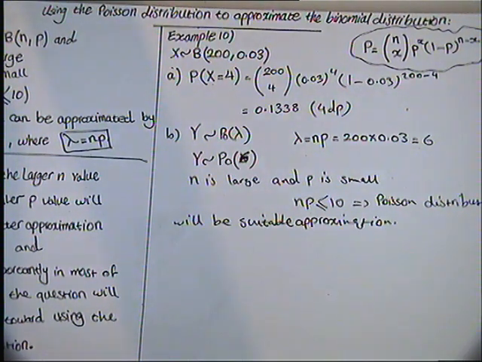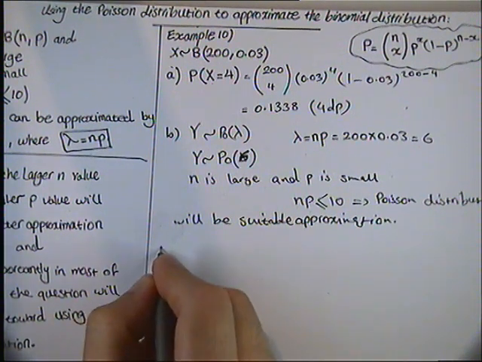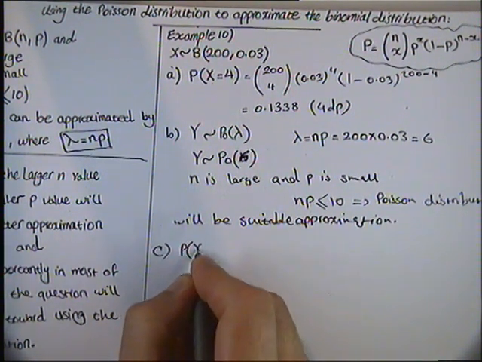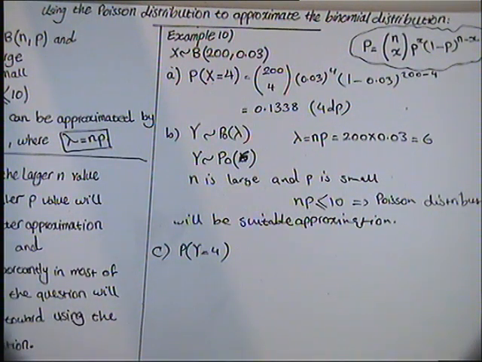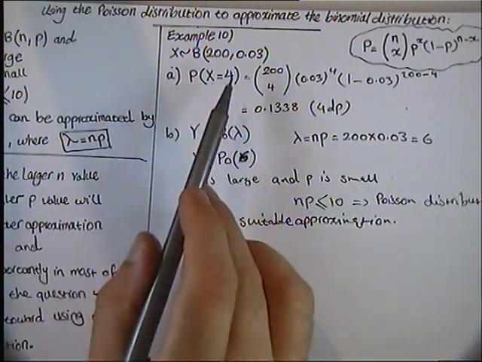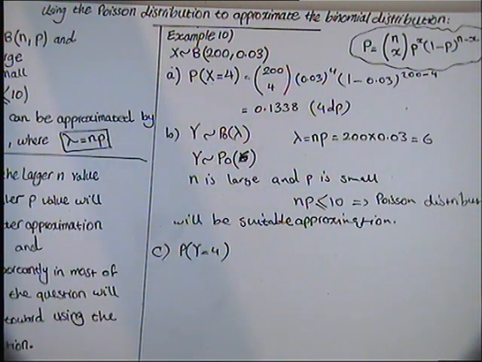Let's move on to part C, which is the last part. Find the probability of Y equals 4 and comment on the accuracy of the approximation. We already worked out the probability of X equals 4 using the binomial distribution. So let's try the probability of Y equals 4 using the approximation to see the differences. Are they close to each other or not? If they are, then the Poisson approximation would definitely be a suitable approximation.